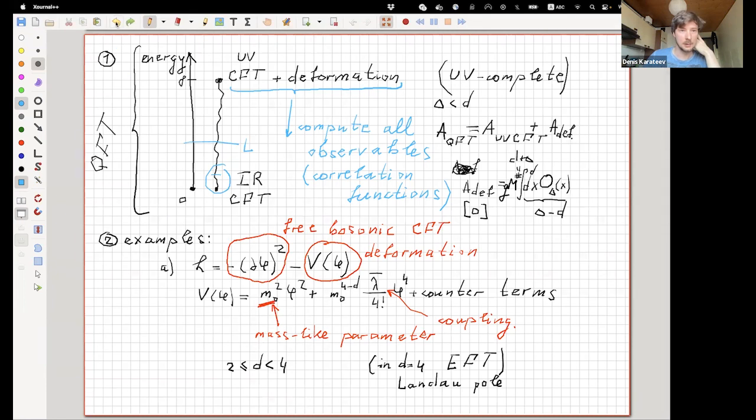Okay, let me remove this. Excellent. So this is phi to the 4 theory. Let me just write a couple more examples here. So in 3D is the Ising field theory.